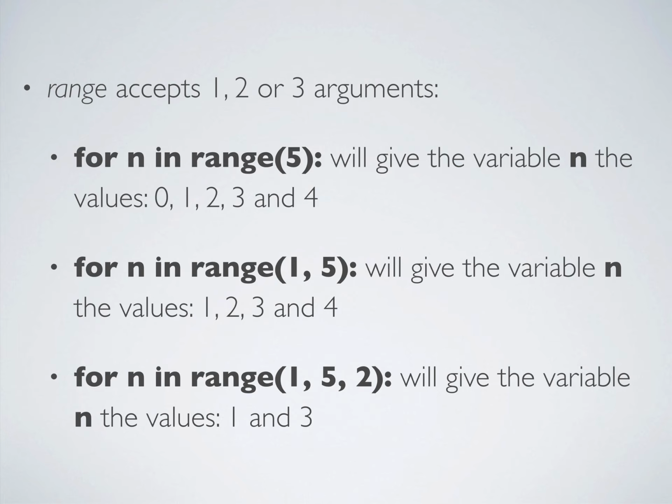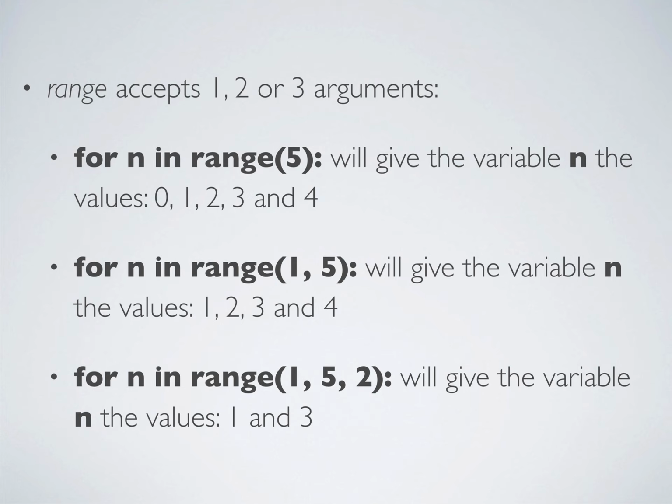So if you give range 2 arguments, it will start with the first argument, whatever it is. In this example, it's 1, and then it'll go up one at a time, 1, 2, 3, 4, and then it's the same rule as before. The second argument, in this case a 5, it goes up to the 5, but it does not include the 5. So again, if you have for n in range(1, 5), that will give the variable n the values 1, 2, 3, and 4, not 5. So it's start and stop minus 1, essentially.